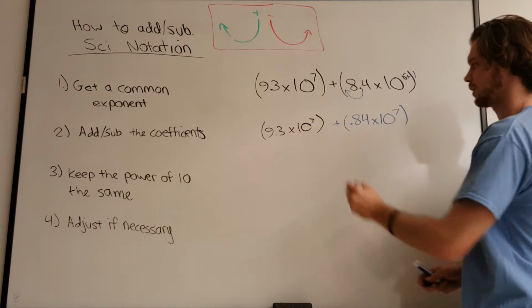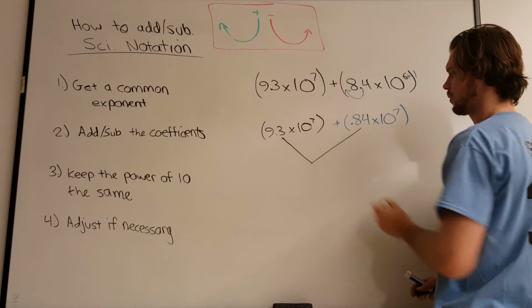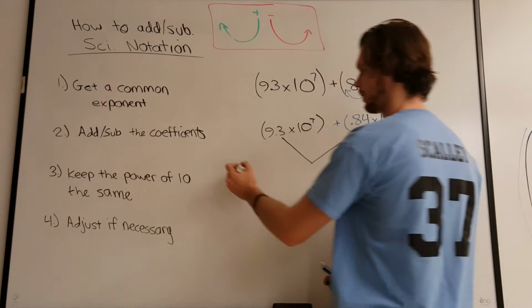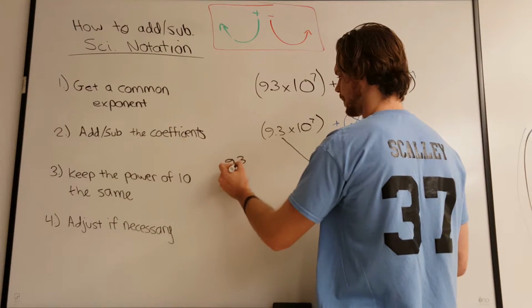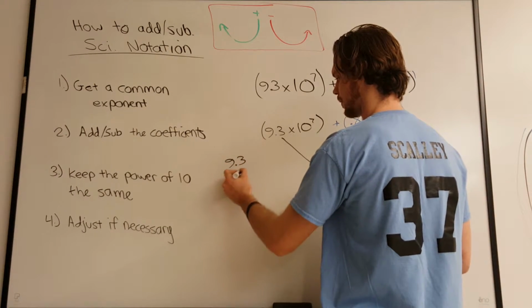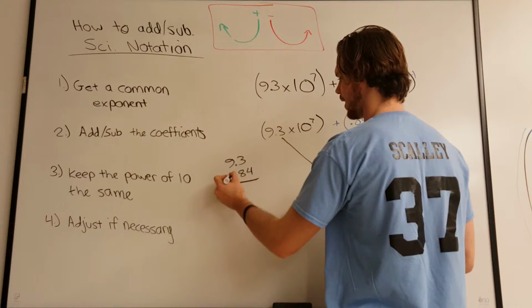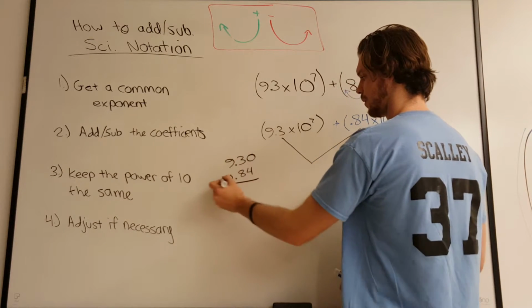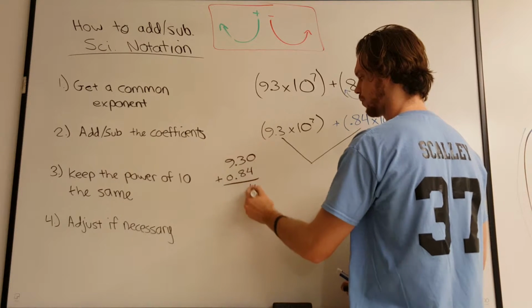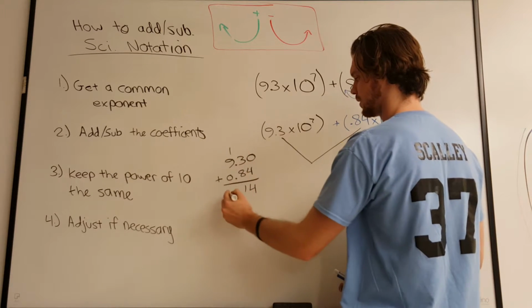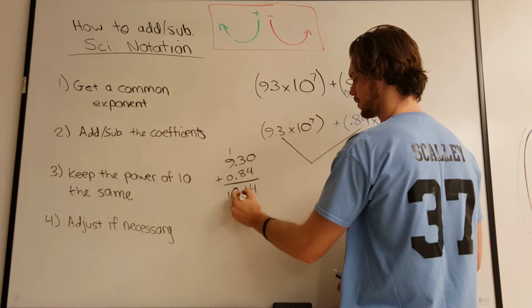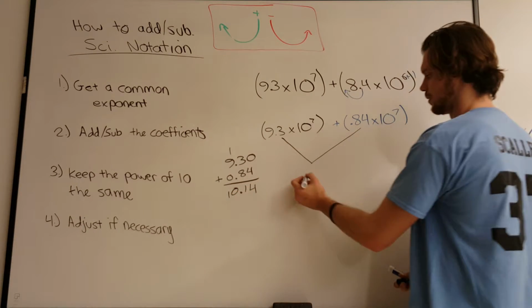Step 2, add or subtract the coefficients. So I'm adding 9.3 and 0.84. Might want to do that off to the side. Remember to make your decimals line up when you're adding. So I'm adding here, 0 and 4 is 4, 3 and 8 is 11, 1 and 9 is 10. That decimal comes straight down to make it 10.14.